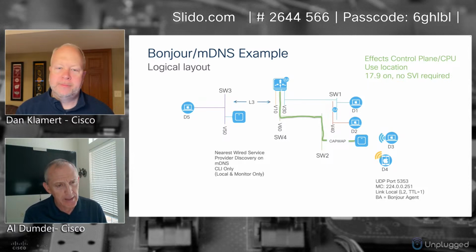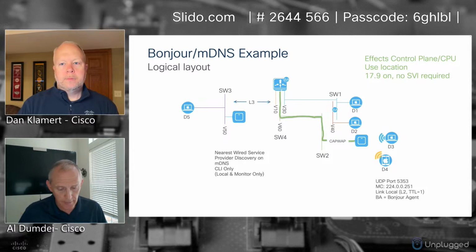Third thing with mDNS-AP is it only works with local mode or monitor mode APs. So back to that centrally switched model, it only works with that centrally switched AP. You're not going to be able to do that with a FlexConnect AP. But we're going to talk about how we can do FlexConnect, so that's a different model altogether. Thanks, didn't want to interrupt your flow. No, all good, the questions are great.